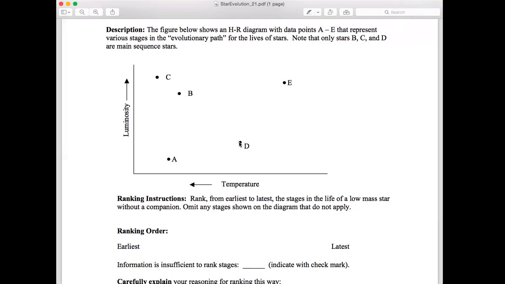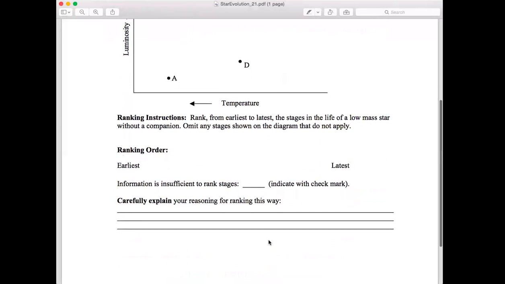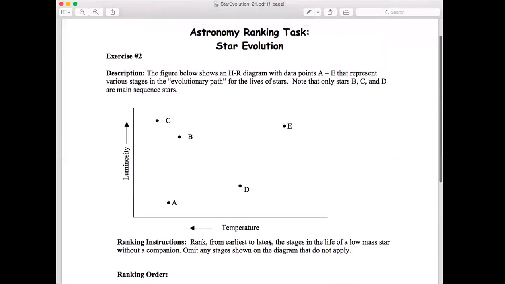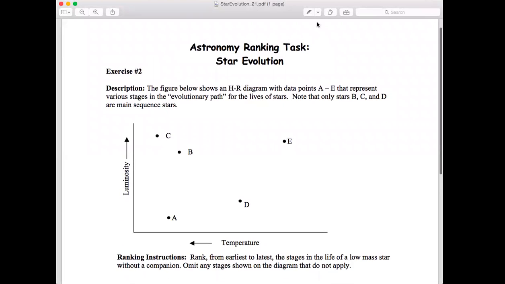Okay, good. So after main sequence, the low mass stars will become giants, and then they will finish their life as white dwarfs, and that's what you are ranking here. Okay, so that's this one.